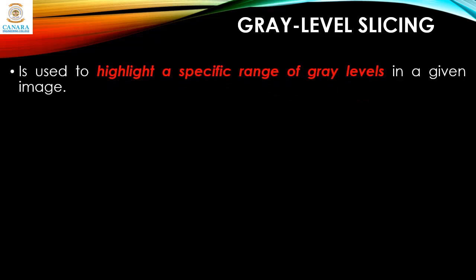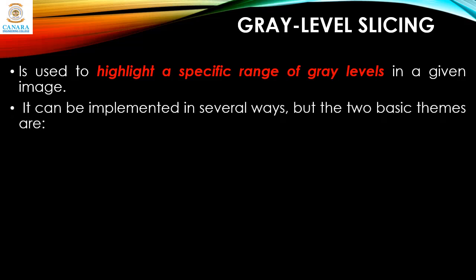Next type of piecewise linear transformation function is gray level slicing. It is used to highlight a specific range of gray levels in a given image, like you want to highlight the face or any object of which you know the intensity range. You want to highlight it and suppress all other intensities, or you keep the other intensities as they are and highlight the region of interest more prominently. It can be implemented in several ways, but the two basic themes are as follows.